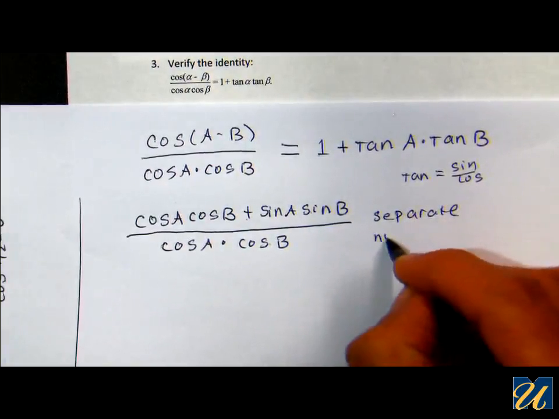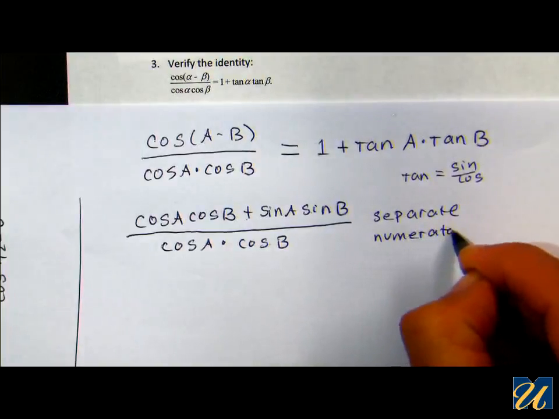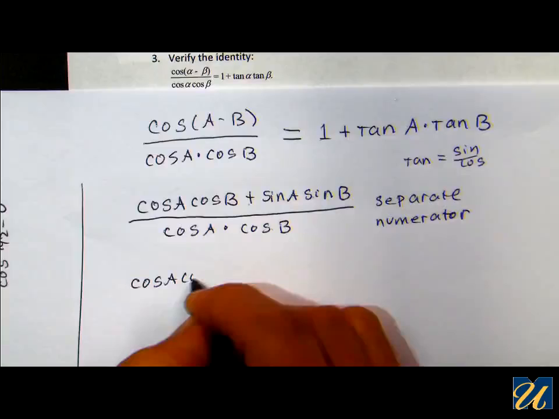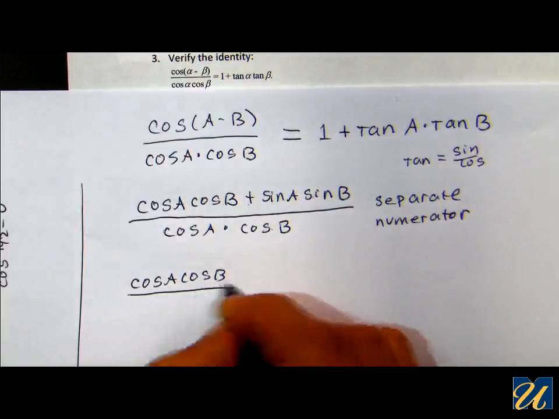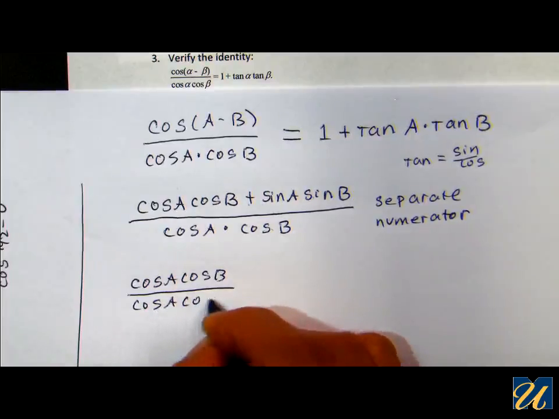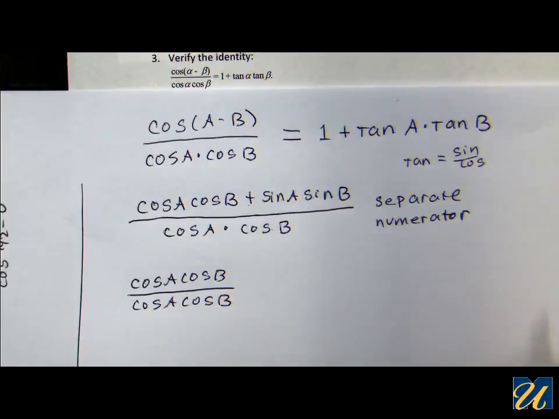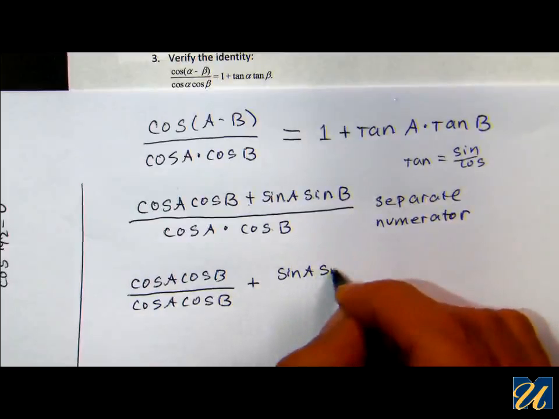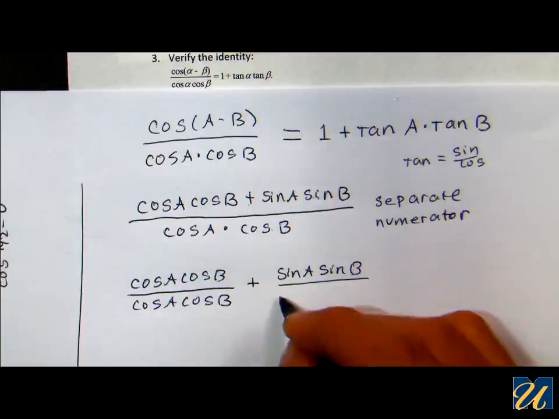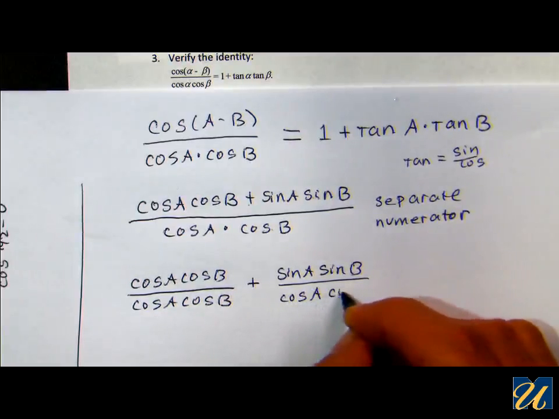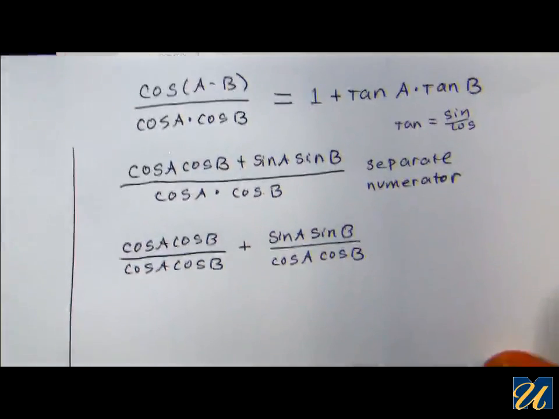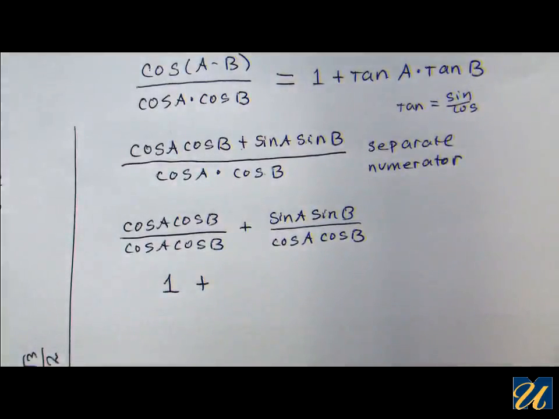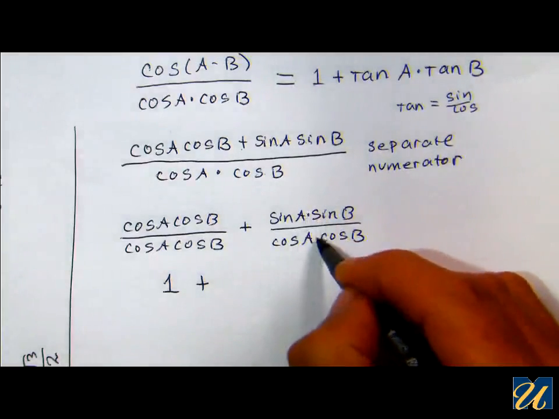I'm going to separate the numerators into two fractions. So we'll have one fraction, cos A cos B, over that denominator. See, there's your 1, same quantity divided by itself. Then this piece, sine A sine B, divided by the same denominator. So this is 1.